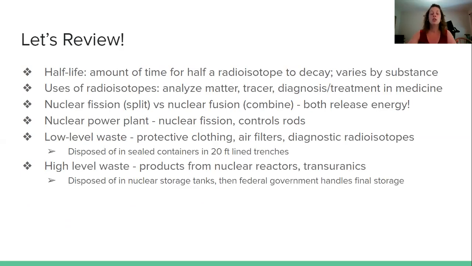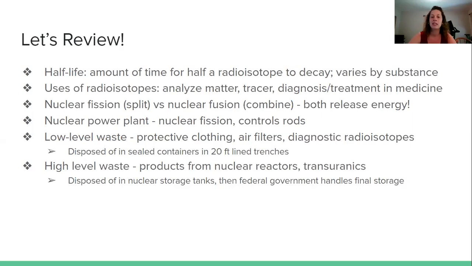So let's review. So we have a half-life. It's the amount of time for half of a radioisotope to decay, and it's going to be different for every single substance. Every substance has its unique half-life. We use radioisotopes to analyze matter, as a tracer in diagnosis and treatment in medicine. Nuclear fission is the splitting apart of a nucleus. Nuclear fusion is the combining of nuclei. Both will release enormous amounts of energy. Fusion will release more. Nuclear power plants use nuclear fission, and we use control rods to control how much energy is gained from those reactions.